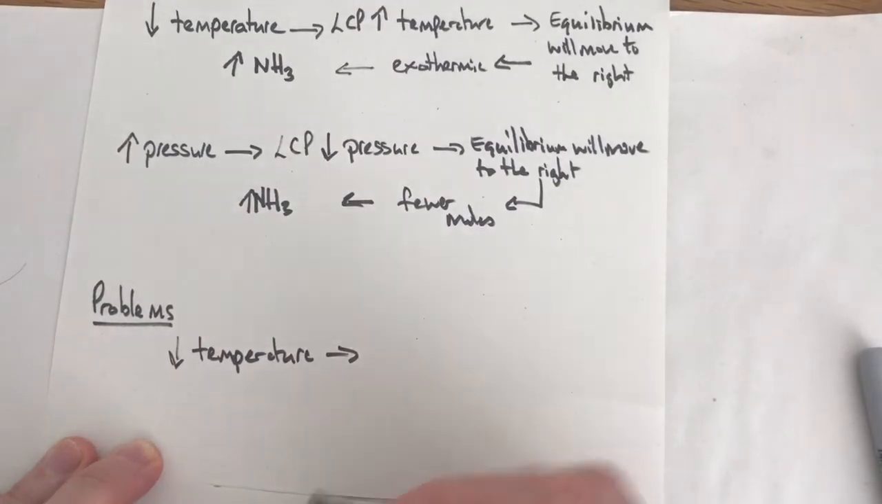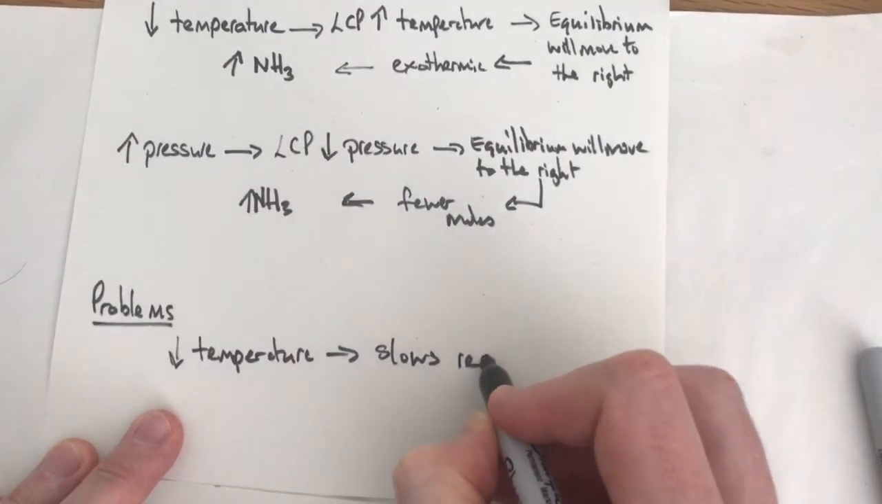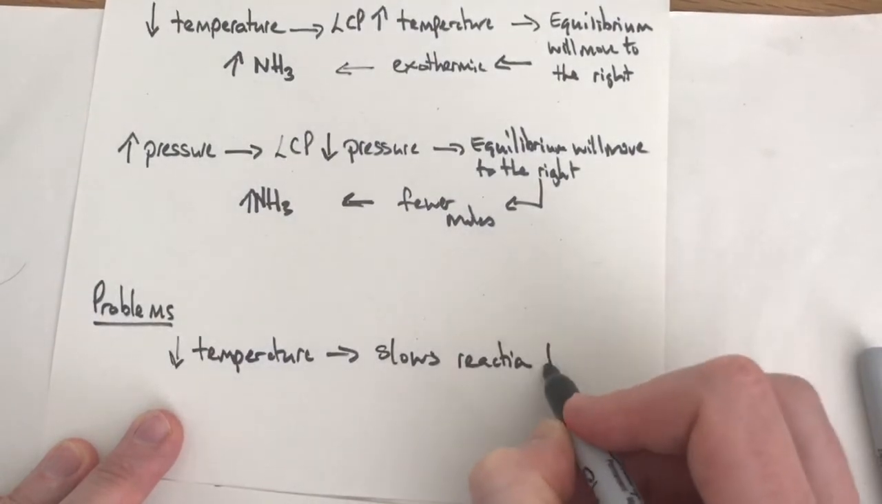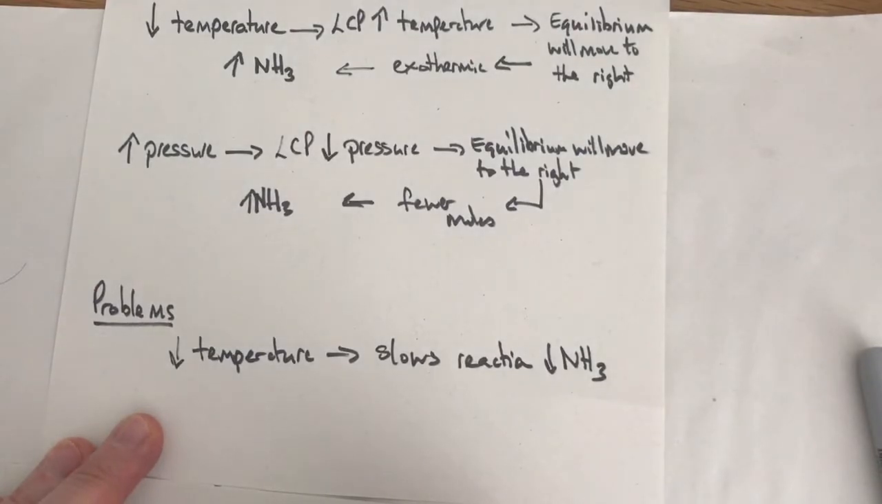If we lower the temperature, the reaction slows down. And if the reaction goes slower, we will get less ammonia. Not good. We don't want that to be the case.